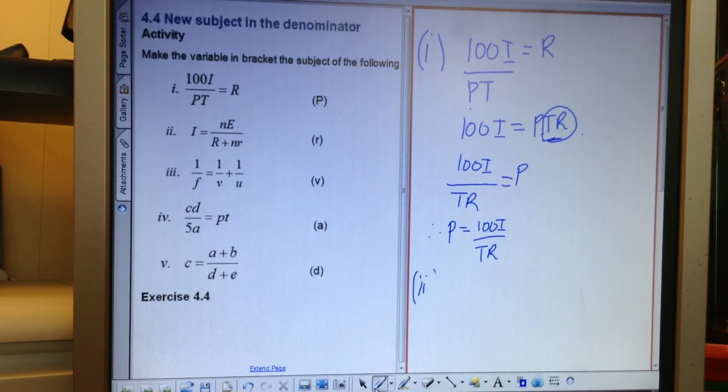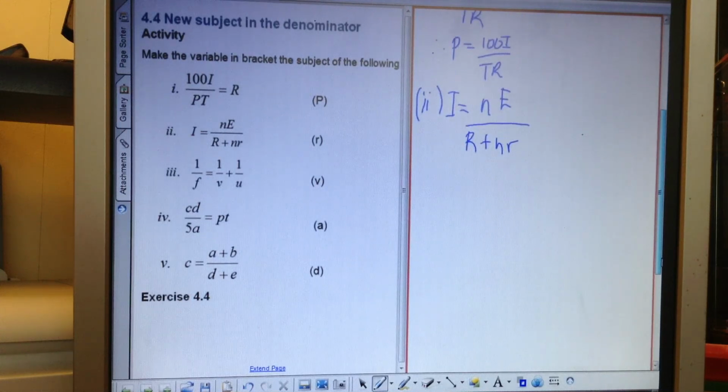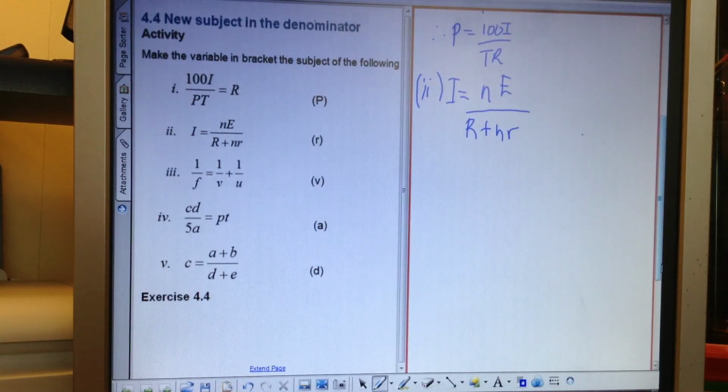2. I equals NE over R add NR. Again, we get rid of the denominator, so multiply by R plus NR. So we're going to put I into brackets R add NR, which would therefore be equal to NE.